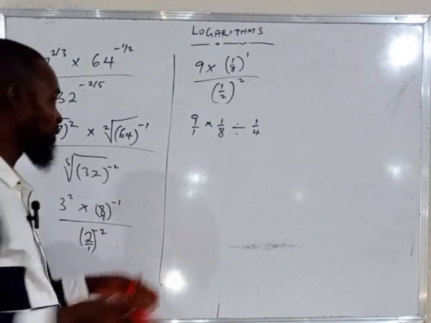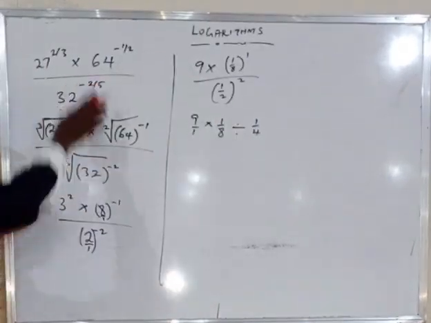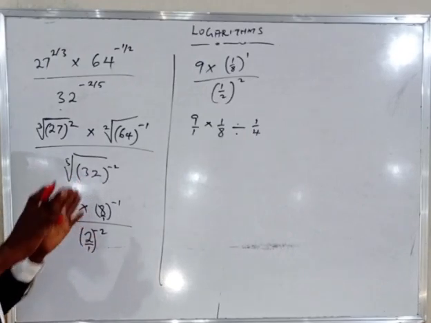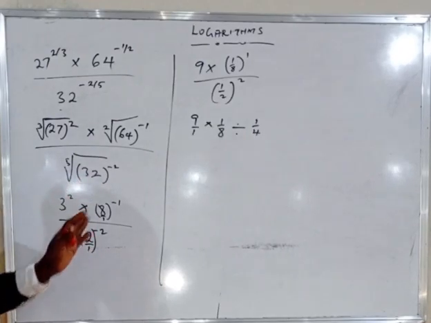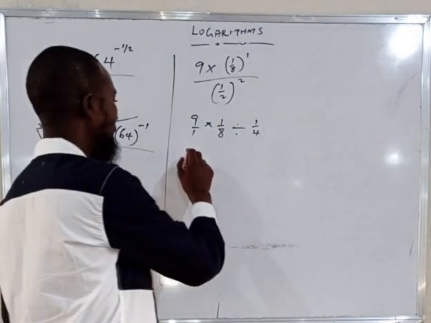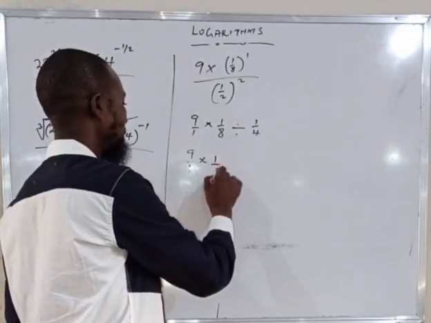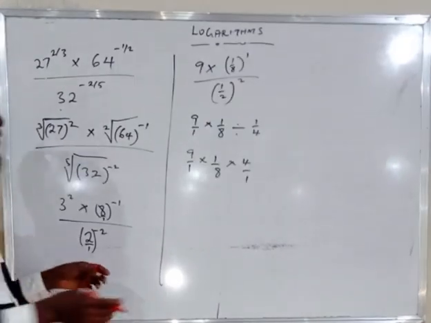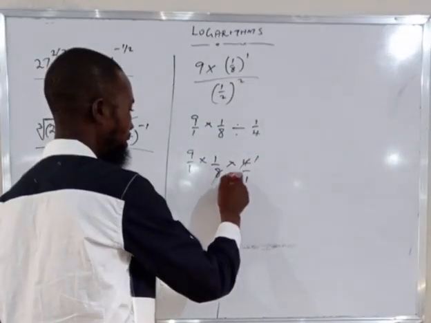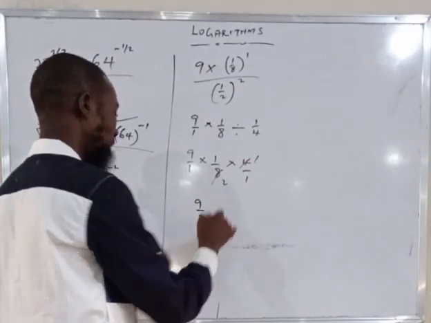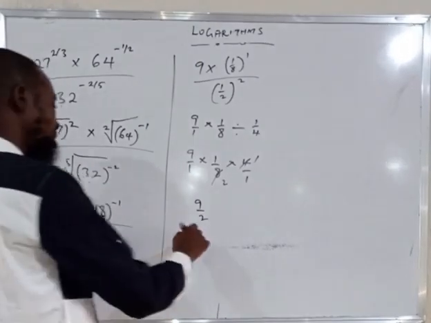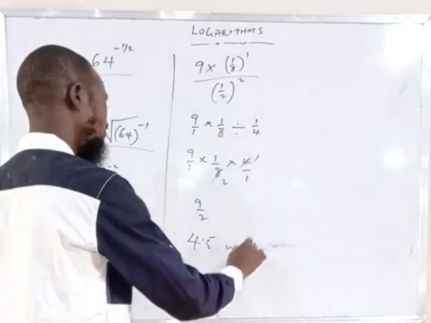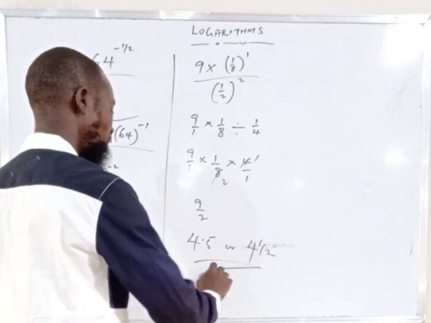We soon get to a time that all of these things we solve, we just use 2 lines and we are done. But for now, let us still be doing it in a gradual manner. So we now say this is 9 over 1 times 1 over 8 times 4 over 1. Can we cut where possible? 4 in 4, 1. 4 in 8, 2. We are left with 9 over 2. If you want to use 4.5 or 4 whole number 1 over 2, there's no problem.